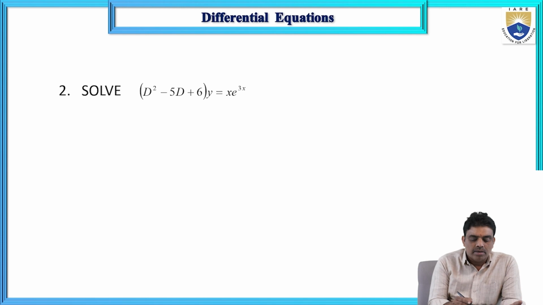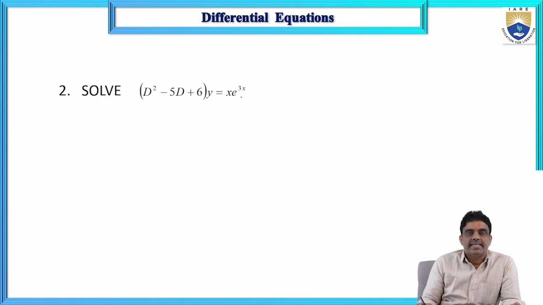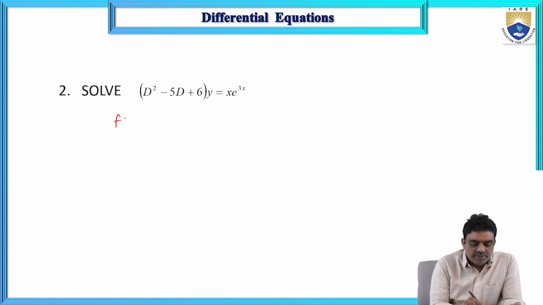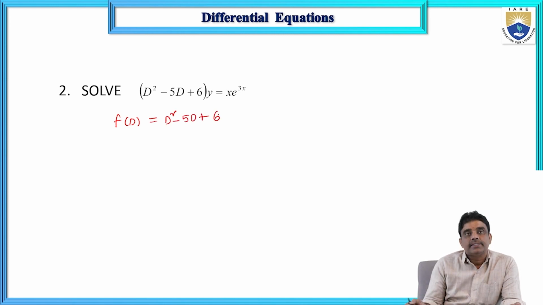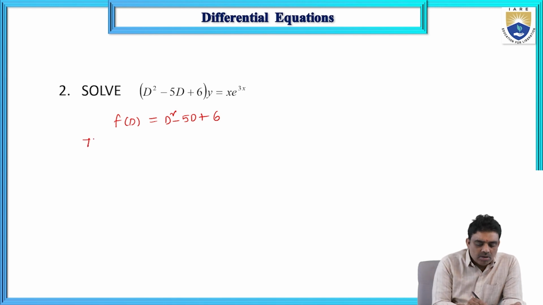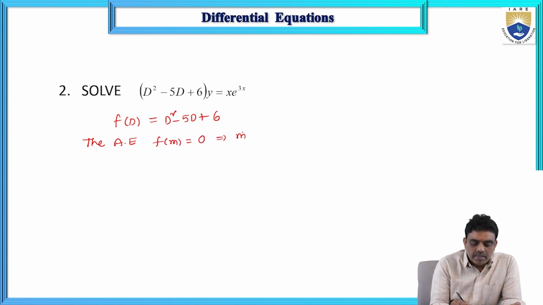So the given problem is (D square minus 5D plus 6) of y is equal to x e power 3x. So here, what is f of D? I will solve this problem. Here f of D is D square minus 5D plus 6. Then what is the auxiliary equation? The auxiliary equation is f of m is equal to 0. That means m square minus 5m plus 6 is equal to 0.